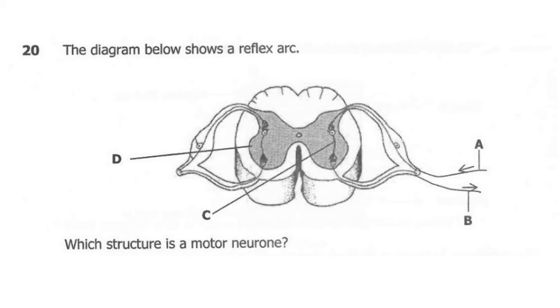Question 20. The diagram below shows a reflex arc. Which structure is the motor neuron? Is it A, B, C, or D? Leave your answer in the comment section.